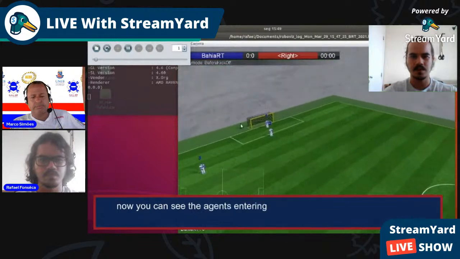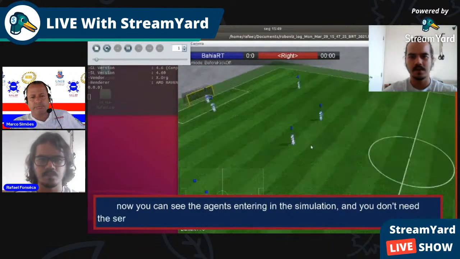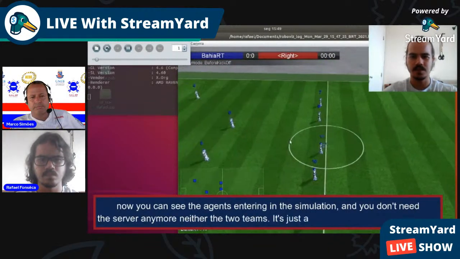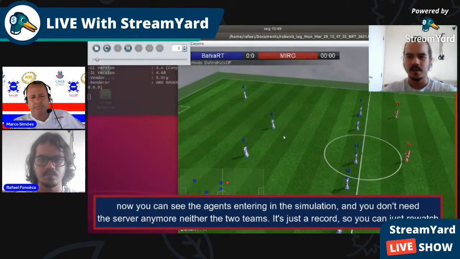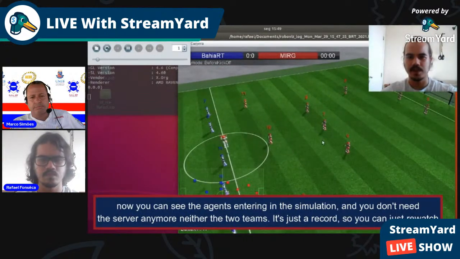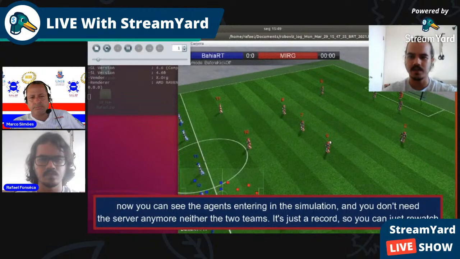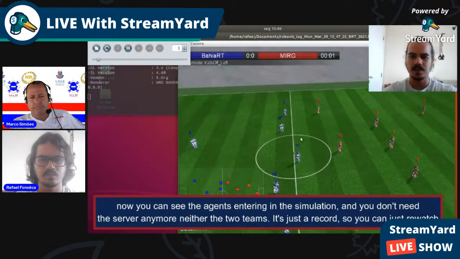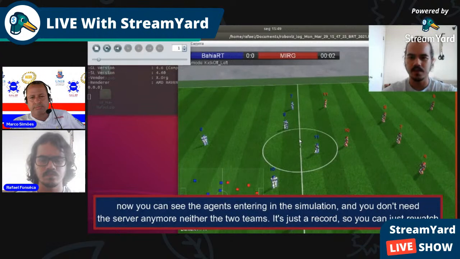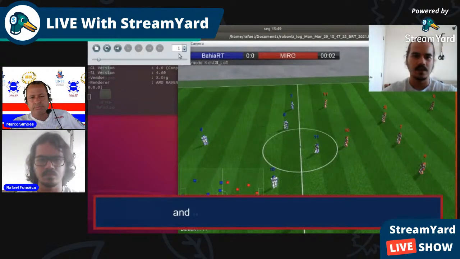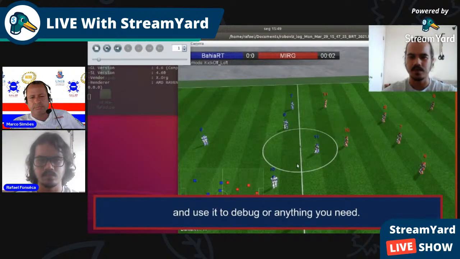Now you can see the agents entering the simulation, and we don't need the server anymore, neither the two teams. It's just a record, so you can rewatch it and use it to debug or anything you need.